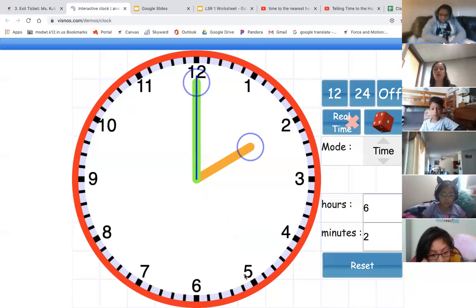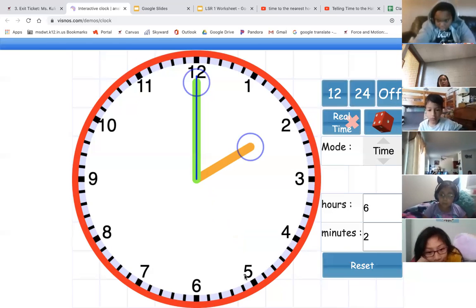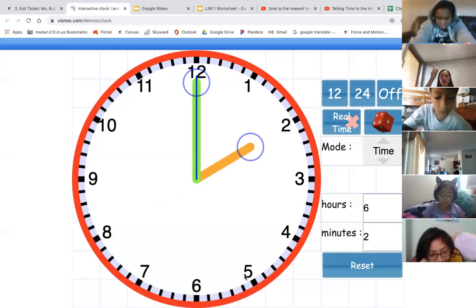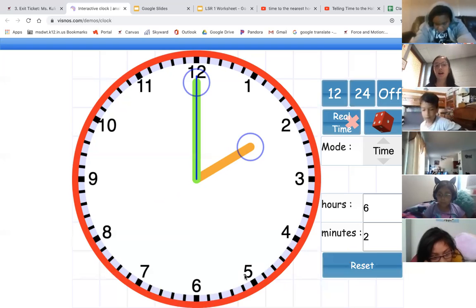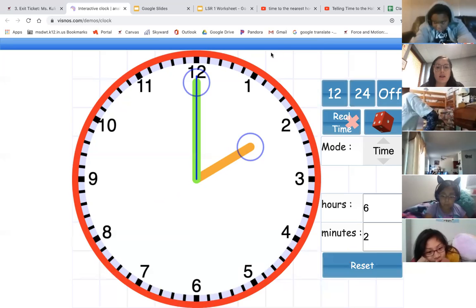Send me a chat. What time is it? Remember, my long hour or minute hand is pointing straight up. So I know that it's going to be an o'clock, not a 30. It's just going to be a blank colon 0 0. Malachi, you're sending it to me on accident.